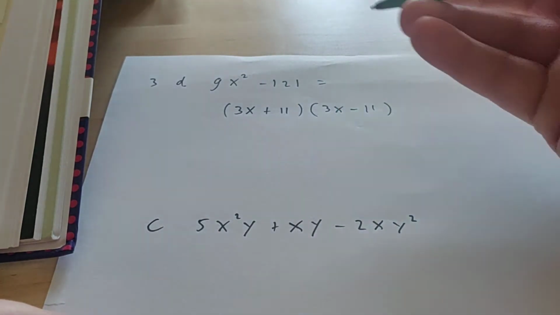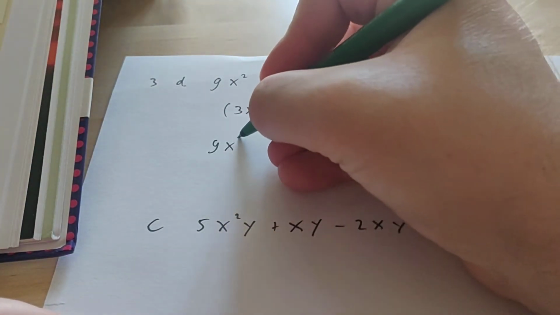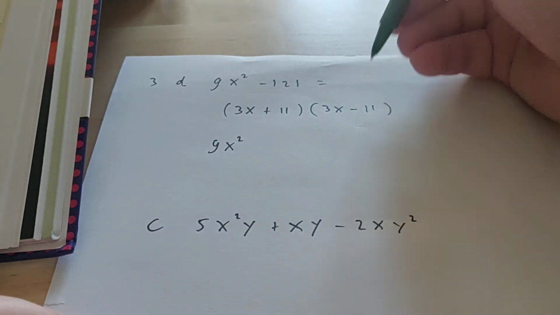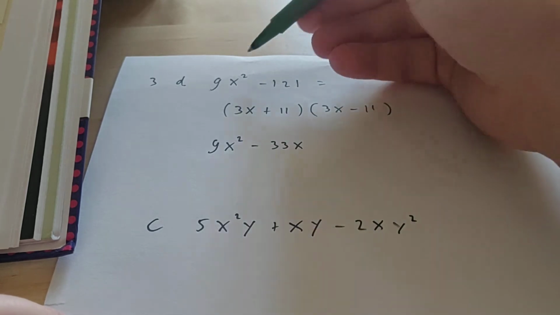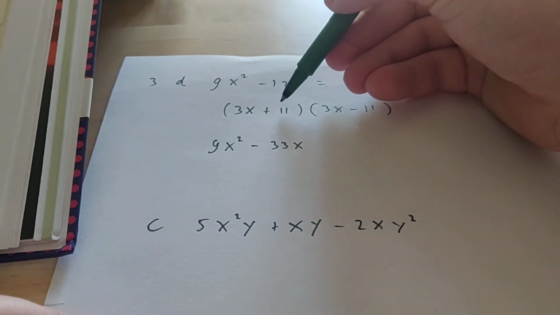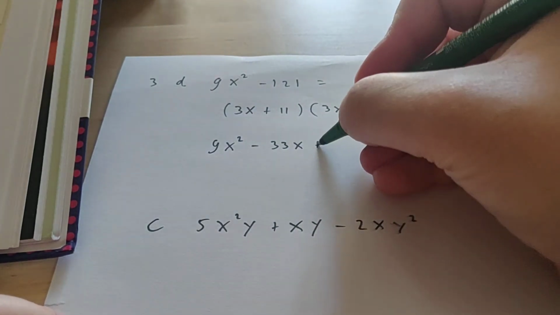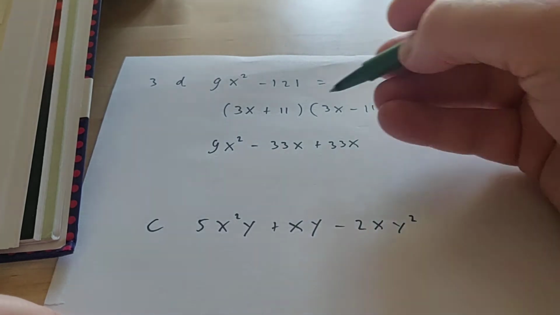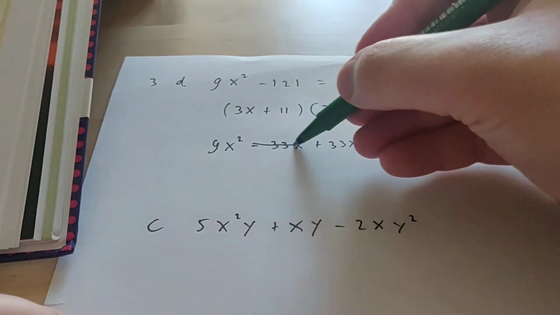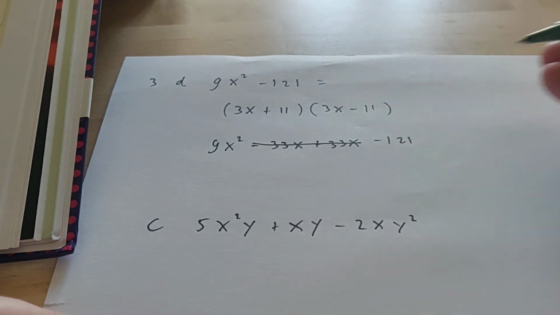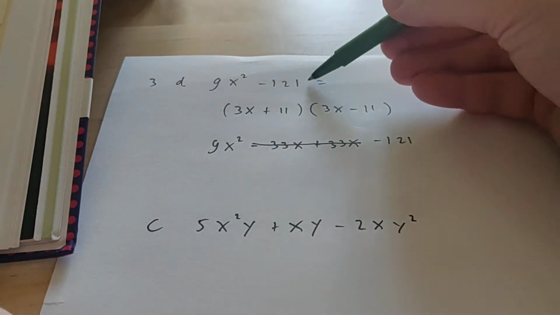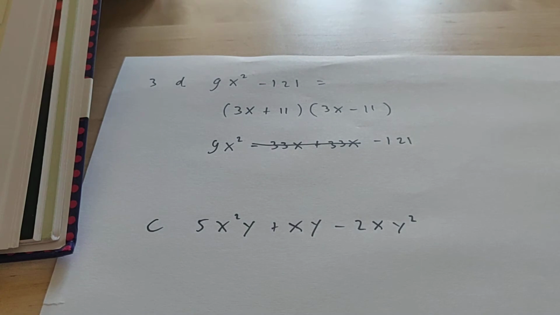And the reason that this is the same is because if you work out the brackets now, 3x times 3x is 9x squared. 3x times minus 11 is minus 33x. So that's something that we didn't have here. But if you do 11 times 3x, you get plus 33x. And this together is 0, so you can just ignore it. And 11 times minus 11 is minus 121. So you can see that these two things are exactly the same. So this is how you factorize that.